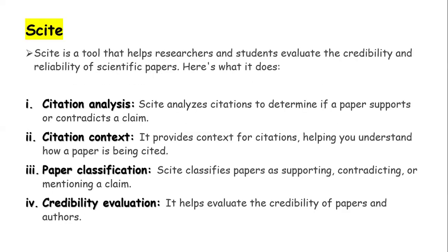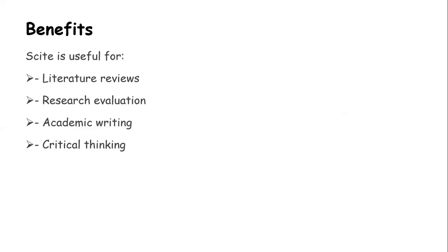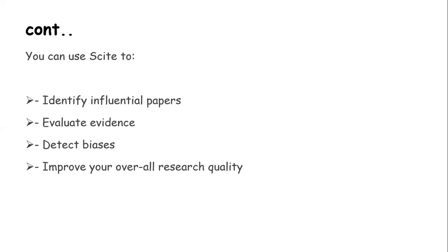So Cite AI, if we talk about it, it is a tool that helps you to evaluate the credibility and reliability of scientific papers. It can do citation analysis, citation context, paper classifications, and credibility evaluations for you. So its benefits are it is useful for literature reviews, research evaluations, academic writing, and critical thinking. And you can use Cite AI to identify influential papers, evaluate evidence, detect biases, and improve your overall research quality.